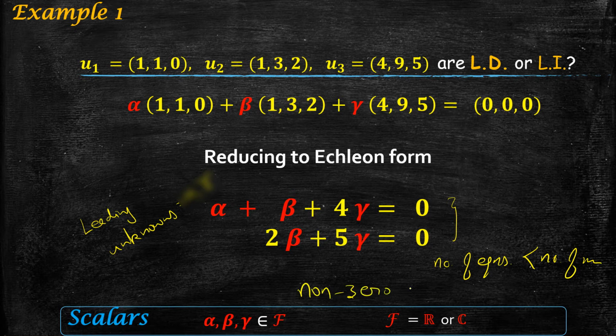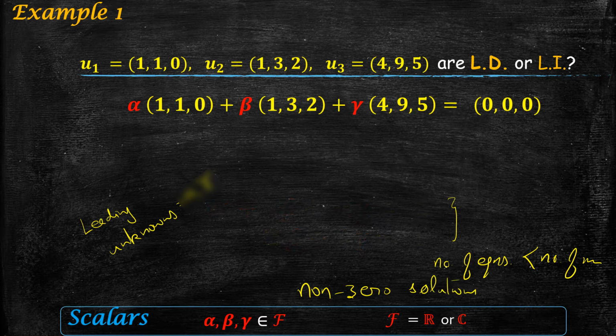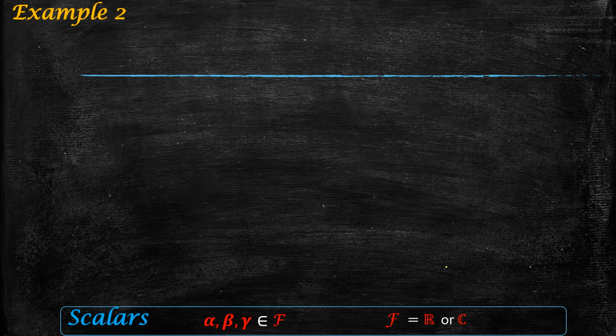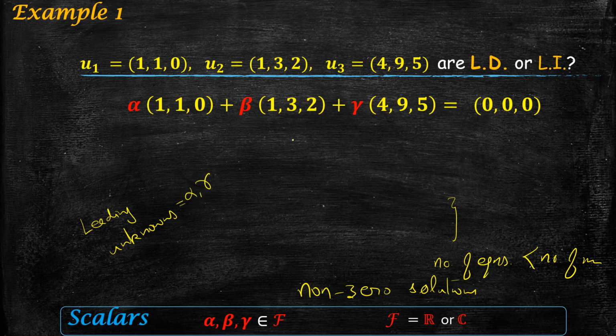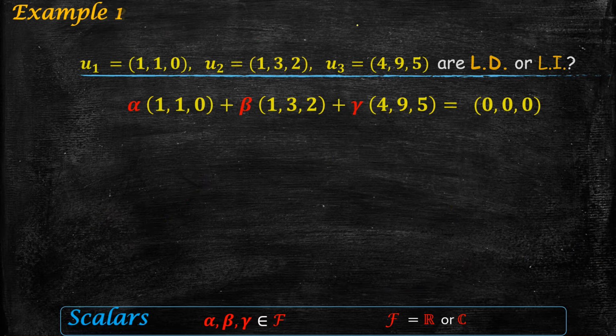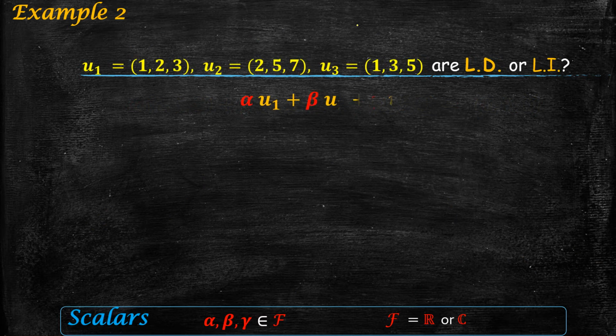So that means the values of alpha, beta, gamma come out to be non-zero. So if it has a non-zero solution, then I can say that this system is linearly dependent. So these three vectors u1, u2, u3 are linearly dependent vectors. Consider another example, the second example.